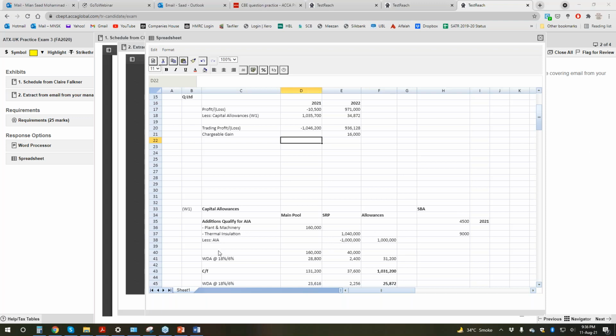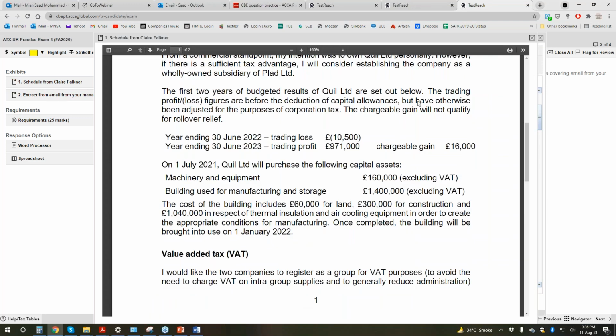Why I have used 6 months SBA allowance, Baita asked this. But let me take you back to the question. It has clearly stated that the building, once completed, will be brought into use from 1st January 2022. The year end of the company is 30th June 2022. It means that the building has only been used for 6 months this year, and the allowance will therefore not be available for the complete year. Rather, it will be available for 6 months. I hope I have answered your question. If there is any other question, please put it into the question section.